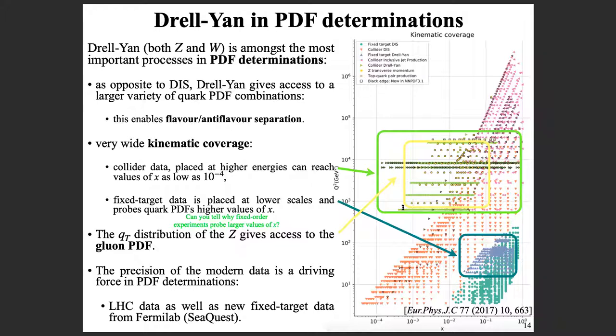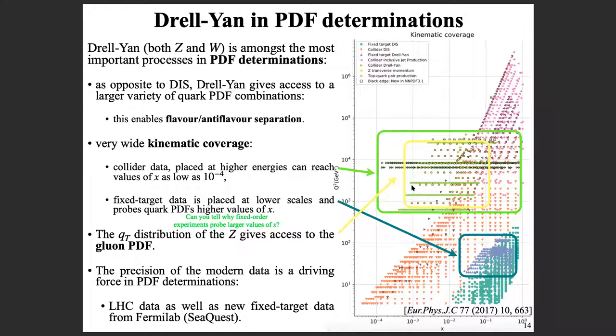It is important to know that Drell-Yan, as I said at the beginning of the second lecture, covers a very wide kinematic region. If, for instance, you look at collider data, as you can see from the green box, this plot is essentially the distribution in Q squared and x of the data included in the NNPDF 3.1 PDF determination. Actually, just yesterday, the NNPDF 4.0 PDF set was released, in which they include even more data, but this already gives you an idea. The green box contains the collider Drell-Yan data, and you see that it's placed at pretty large energies, but the coverage in x is very wide. It goes from one all the way down to 10 to the minus four. So it really allows us to constrain PDFs in a very wide region.